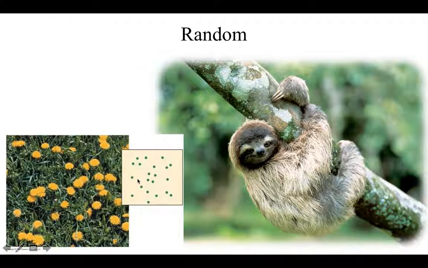That's called random dispersion. Over here is the sloth, taking it really easy, having a nice day. And sloths tend to be randomly dispersed in their environment. They don't clump in groups, and they're not evenly spaced either.